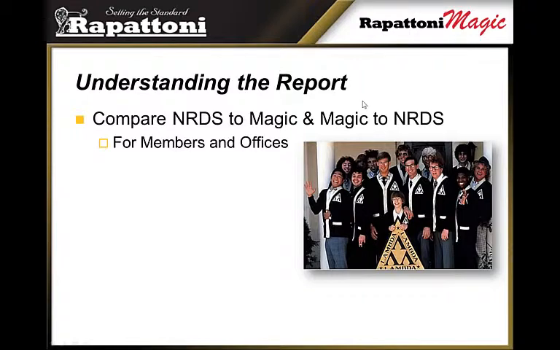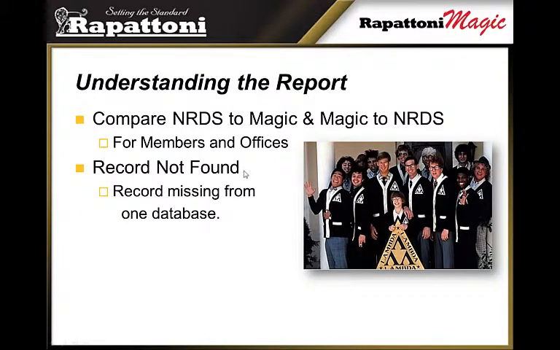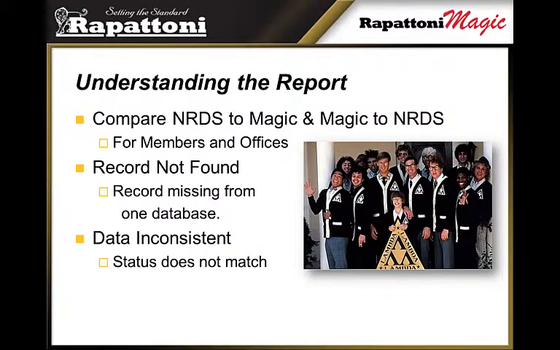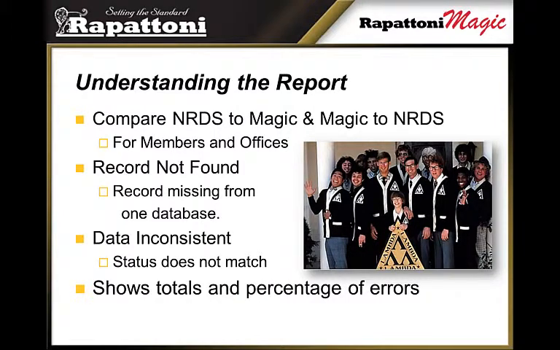So what we did is we reviewed the report that was generated out of Magic. That report will compare NRDS data to Magic, and it'll compare Magic data to NRDS. The report is exclusive for members and offices. If there's a checkbox in Record Not Found, then it indicates that a record is missing from one of those databases. If there's a data inconsistent error, it normally means that the statuses do not match. And at the end of each one of the reports, you'll see a total of records processed and a percentage of errors.